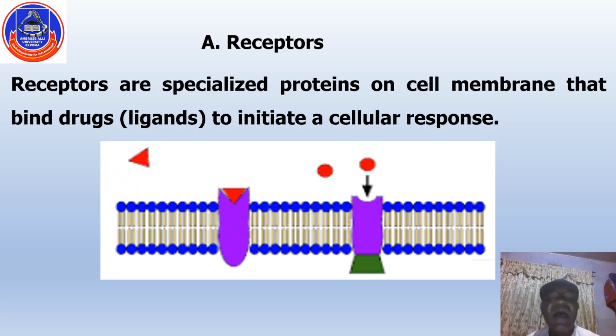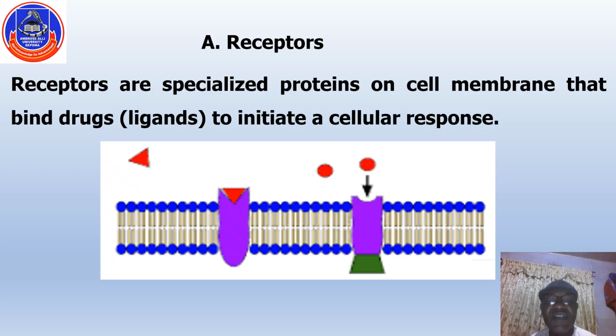Now, receptors are central to hormonal, neurotransmitter, and immune signaling. You may ask, what are receptors? They are simply specialized proteins on the cell membrane that bind drugs or ligands to initiate a cellular response.